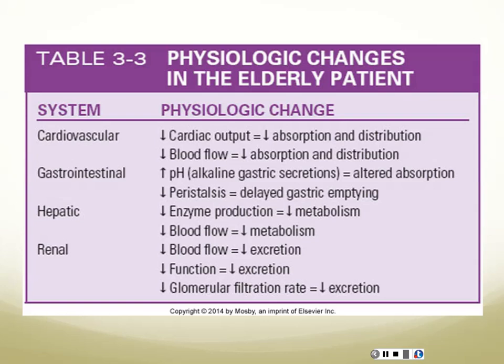Our GI tract has an increase in pH, which means it's more alkaline, which can alter the absorption of our medications. There's delayed gastric emptying. There's decreased metabolism with the liver and decreased function and glomerular filtration rate, which is going to affect the excretion of the drugs when we're talking about the kidneys.